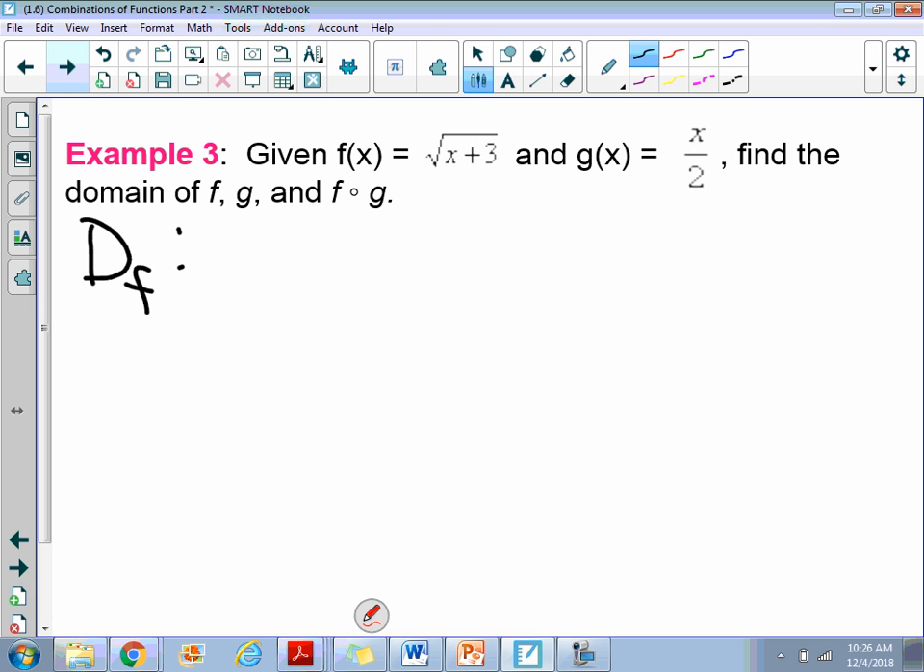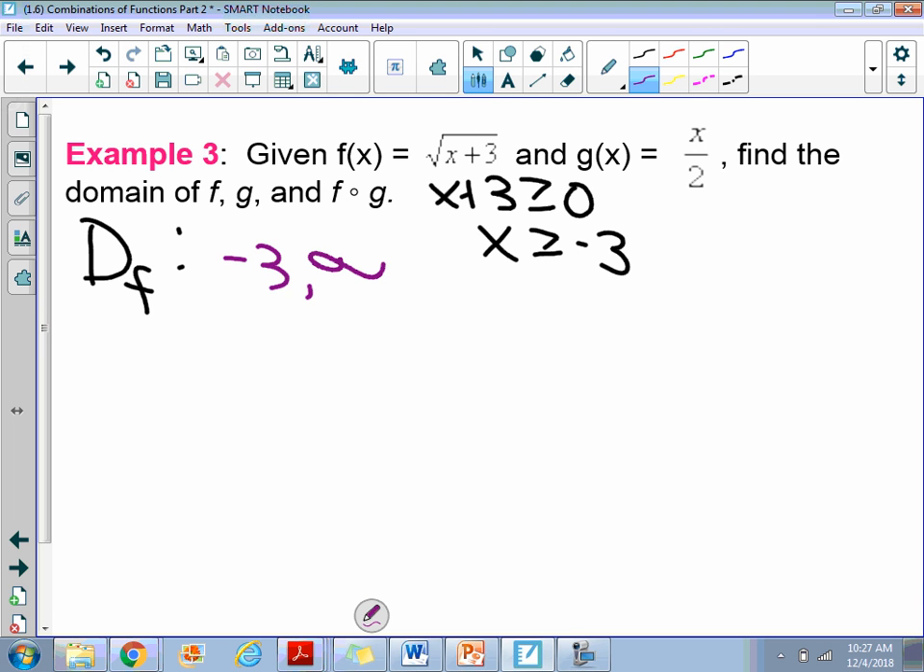So it'd be like all of them. No. f is a square root function. What's not allowed to be under the square root? Negative numbers. So solve it. x plus 3 has to be a positive number or 0. So x would have to be greater than or equal to negative 3. How do you write that in interval notation? Negative 3 comma infinity, with negative 3 included. Okay, so there's my domain for f.